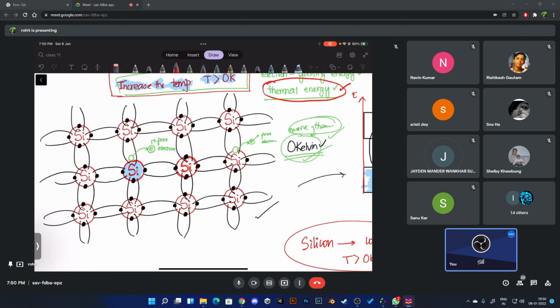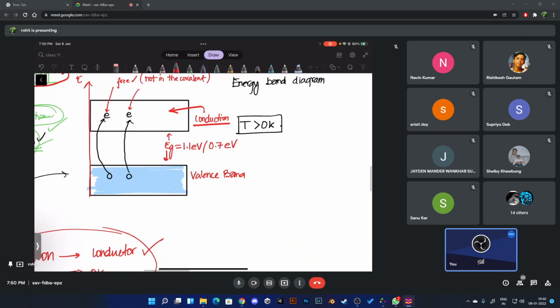Okay, for germanium the gap is 0.7, and for silicon it is 1.1. So let me tell you something about this gap energy. For silicon it is 1.1.